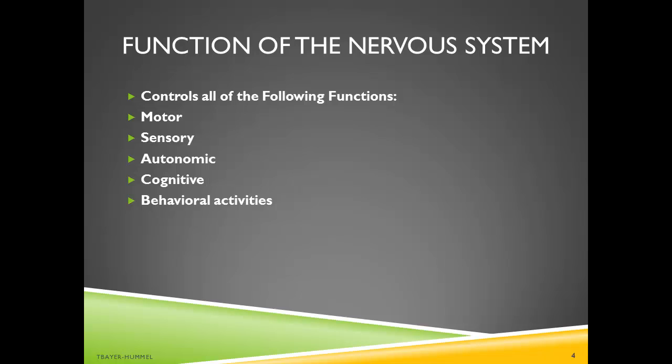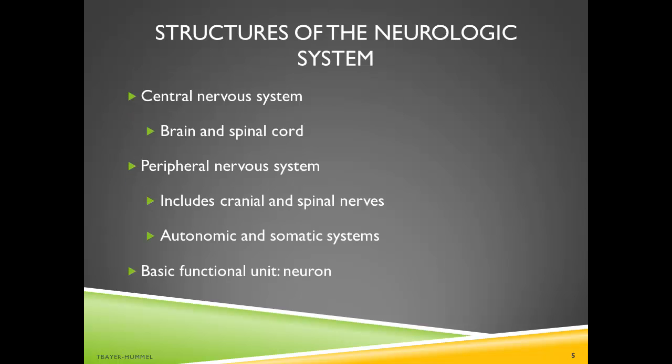First, let's think about the function of the nervous system. It controls all of the following functions: motor, sensory, autonomic, cognitive, behavioral activities. Some important structures of the neurological system include the central nervous system, which includes the brain and the spinal cord, versus the peripheral nervous system, which includes the cranial and spinal nerves, autonomic and somatic systems.